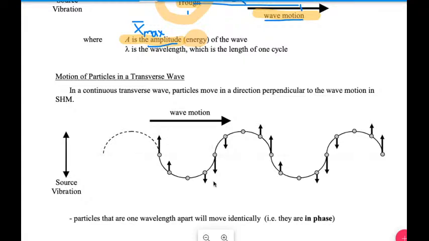Just like this one is going to be traveling up and down. And if we take a look at any one particle, it'll be traveling up and down with simple harmonic motion. That's kind of a key connection we need to be able to make. So the particles move in a direction perpendicular for transverse. Remembering that transverse means perpendicular particle and wave motion, we have particles that are undergoing simple harmonic motion.